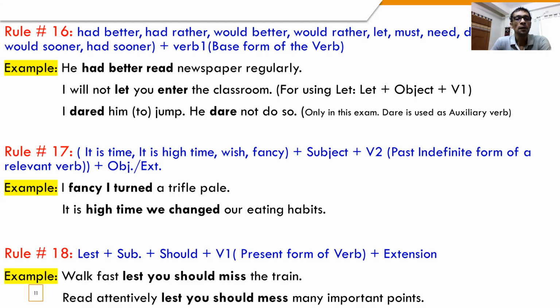Okay, rule number 18 now. Lest plus subject plus should plus V1, that is the present form or base form of the verb, plus extension. Look at the example: Walk first, lest you should miss the train. So you can see lest plus subject, which is you, then you can use should, and automatically the main form of the verb, then the extension. Read attentively, lest you should miss many important points. Miss actually means confuse. So you can see the same rule: lest is followed by the subject first, then should, then automatically the main form of the verb, and then the extension according to your own sentences.